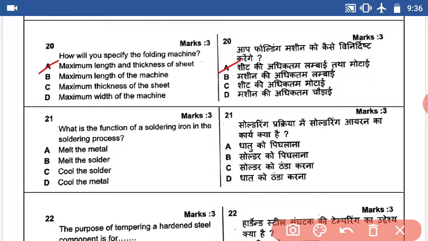Question number 21. What is the function of a soldering iron in the soldering process? This question answer melt the solder. So answer B.